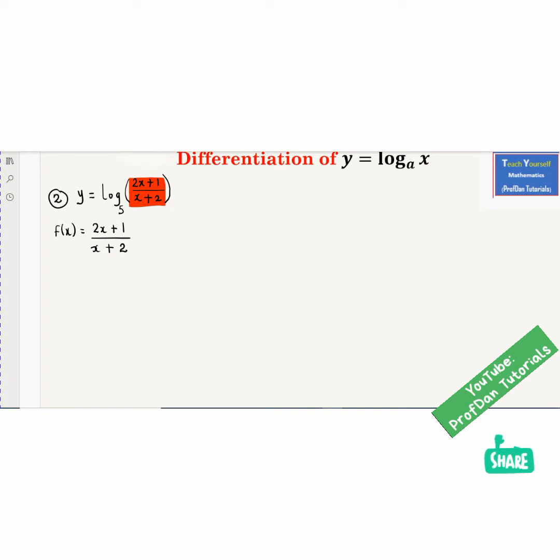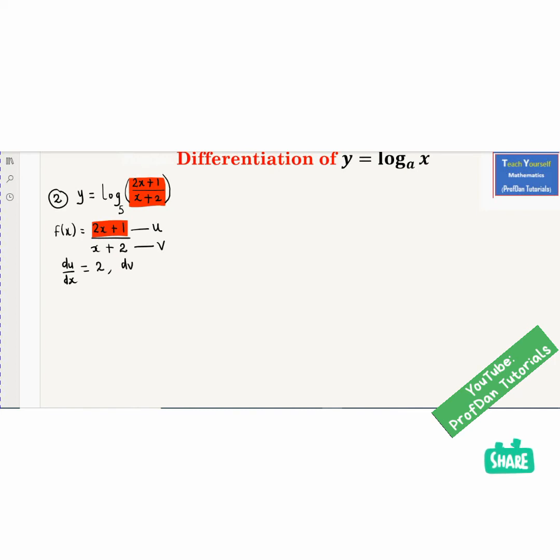I can still use the cover-up method and get my answer quickly, but as a way of revision, remember that in quotient rule, all you have to do is identify the numerator as u and the denominator as v, and you need to know your du/dx. Differentiate the numerator: 2x will be left with 2, and 1 is a constant, which will be 0. So my answer is 2.